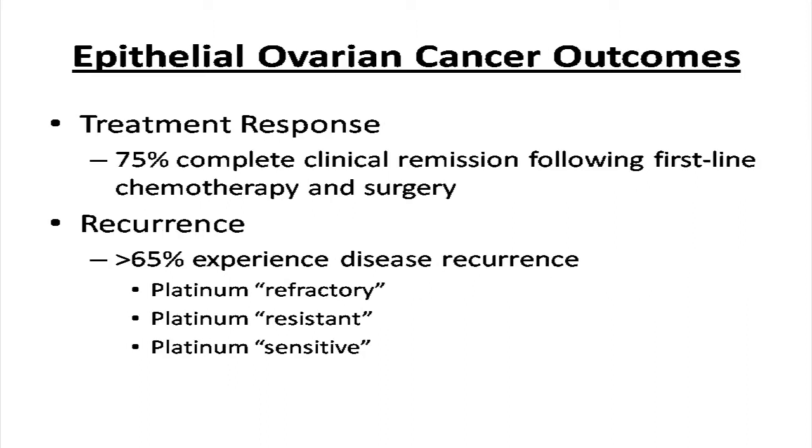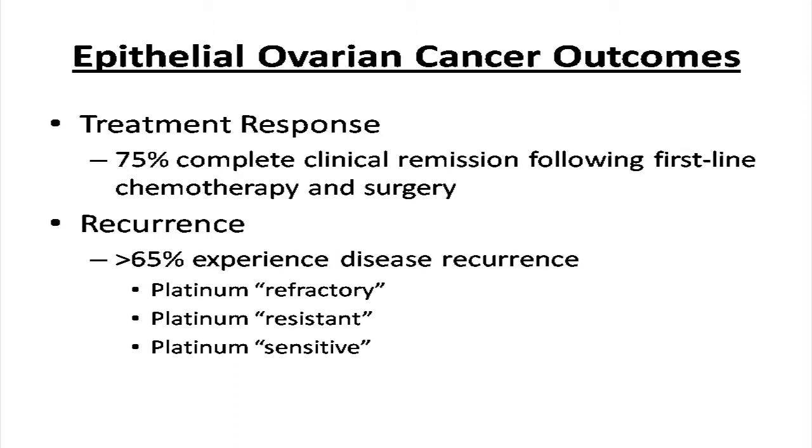So the outcomes for epithelial ovarian cancer are as follows. 75% of patients will have an initial treatment response with complete clinical remission following first-line chemotherapy and surgery. Unfortunately, 65% or more of patients will experience disease recurrence. And this disease recurrence is broken down and classified into 3 different categories based on patients' expected or displayed response to platinum chemotherapy, which is the cornerstone of the chemotherapy regimen that patients receive in the first line.